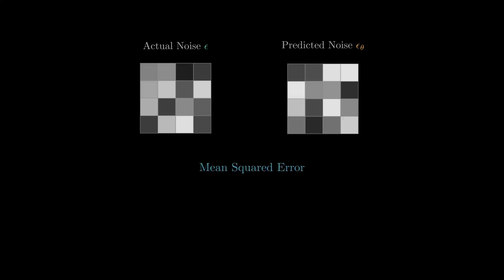To quantify this error, we use a loss function, typically mean squared error or MSE. Mathematically, we take the pixel values of the actual noise, subtract the predicted noise, and square the result. This gives us a single number, a score, that tells us how far off the model is. Our goal is to drive this score to 0. We do this through gradient descent. Think of this arrow as a compass pointing downhill on the error landscape. It tells the network exactly how to tweak its internal parameters, its weights, to make the predictions slightly better next time.